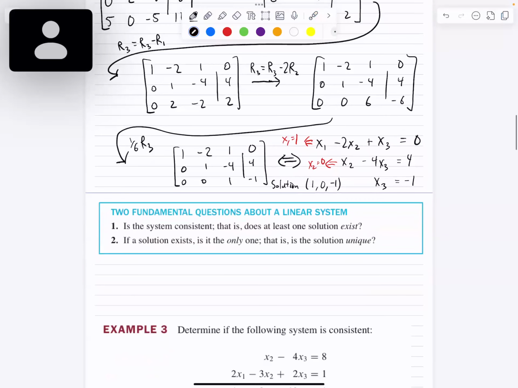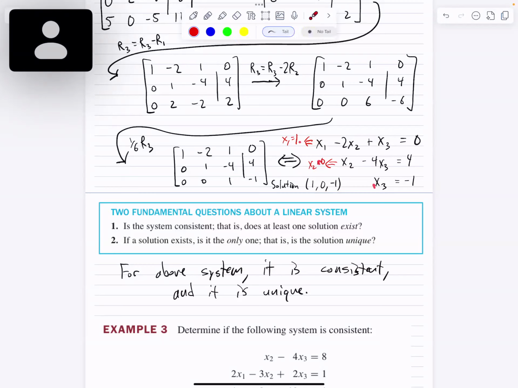And so for the above system, it is consistent, and it is unique because there's only one solution. There's only one number for x1, x2, and x3 that satisfies all 3 equations simultaneously.